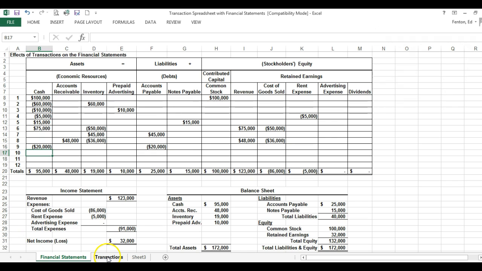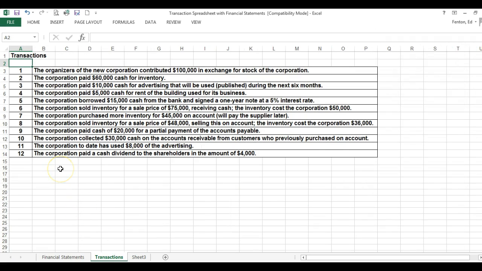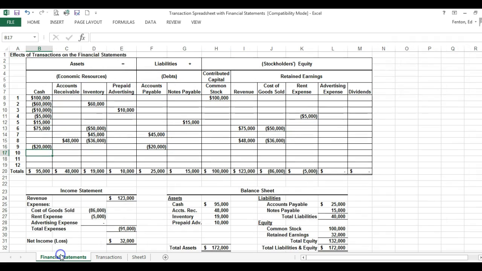Transaction 10. The corporation collected $30,000 cash on the accounts receivable from customers who previously purchased on account. Now, be careful in this one. Yes, customers are paying us $30,000. They are not buying more inventory. We're not making another sale. Therefore, we don't have more revenue, but cash is going up.